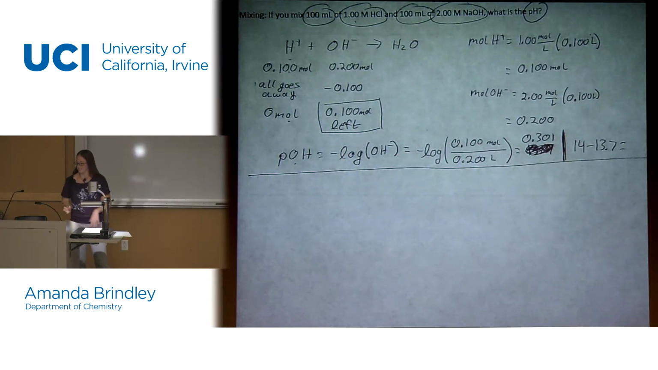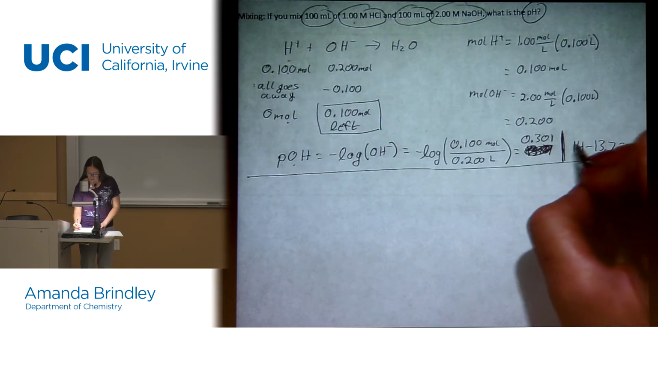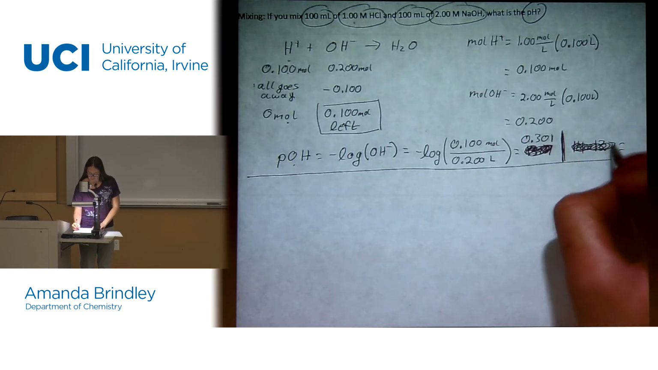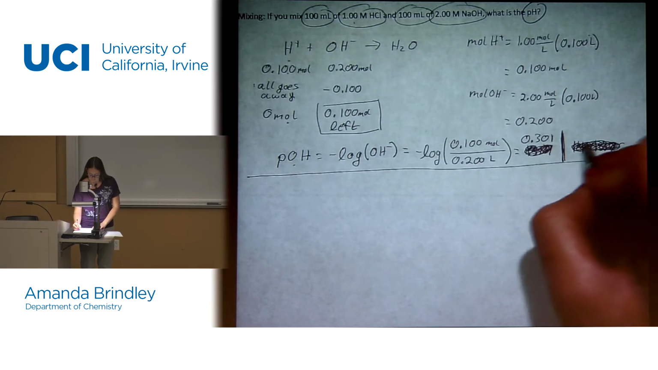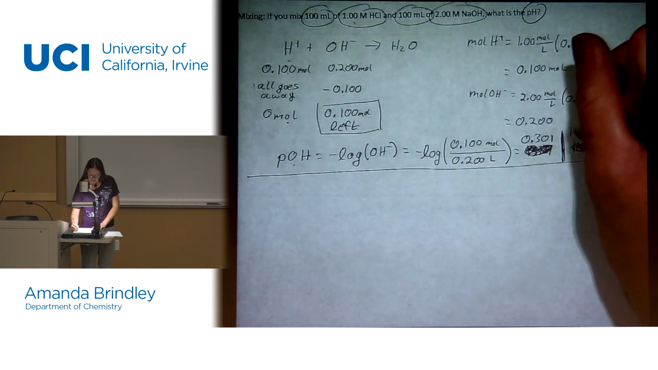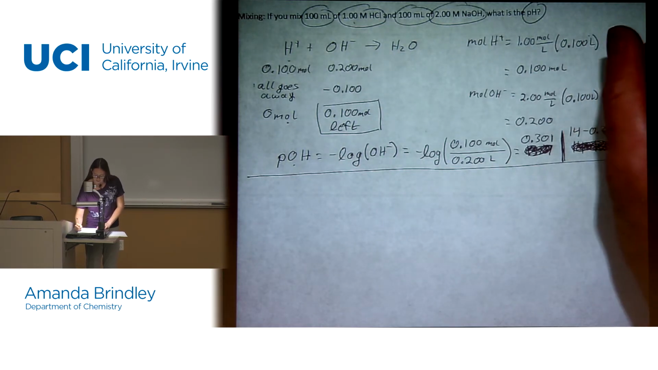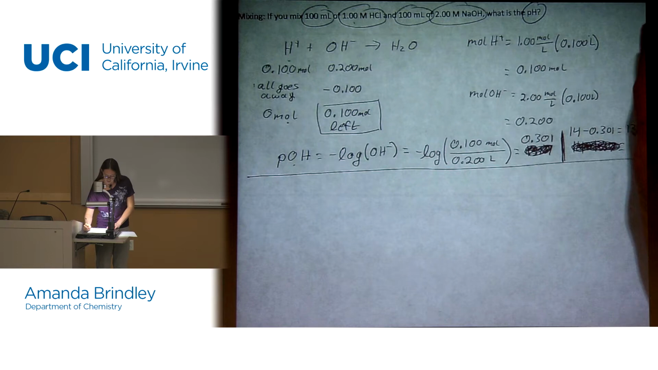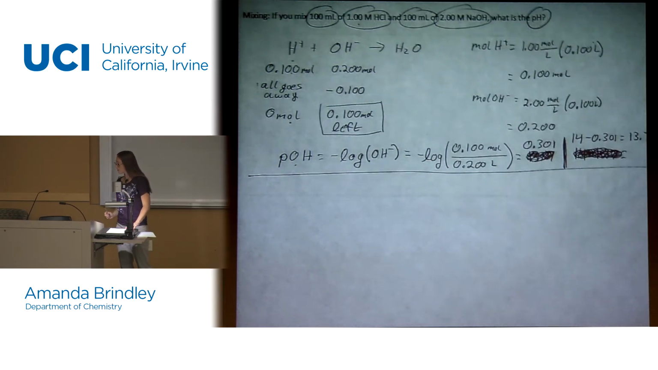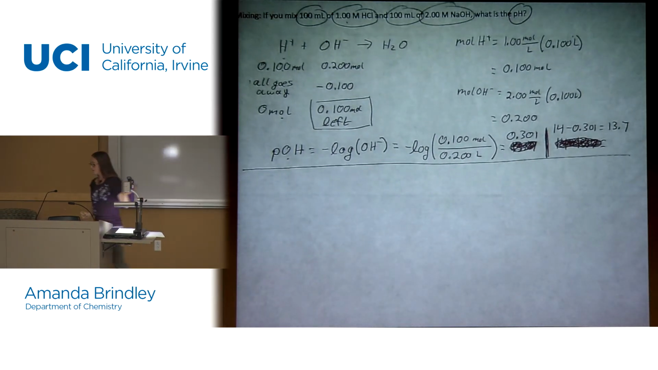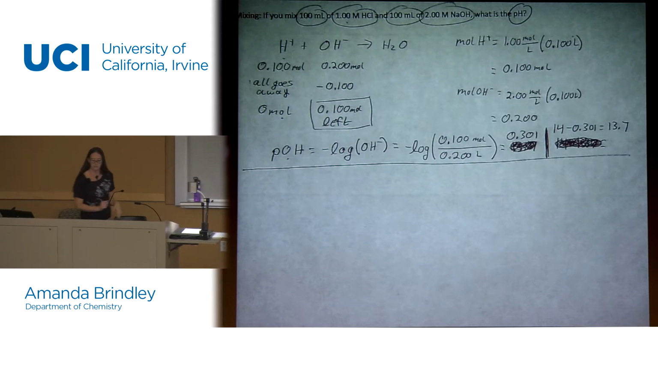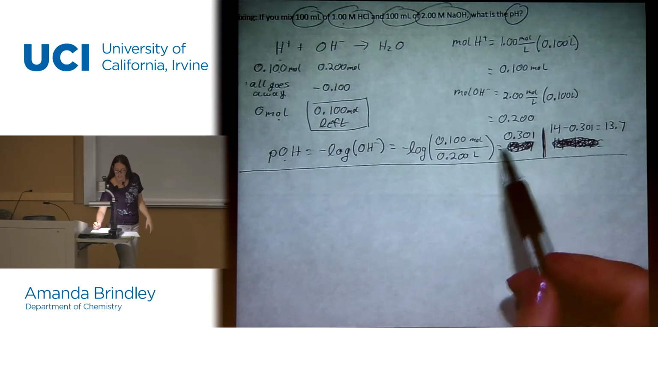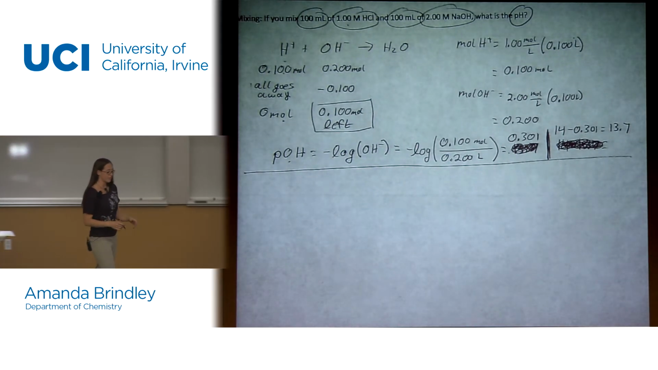So that should be 0.301. And then 14 minus 0.301 is equal to 13.7. And let me move it over and scroll out a little bit. Okay, sorry about that. So that should be 0.301. Double check to make sure it makes sense.